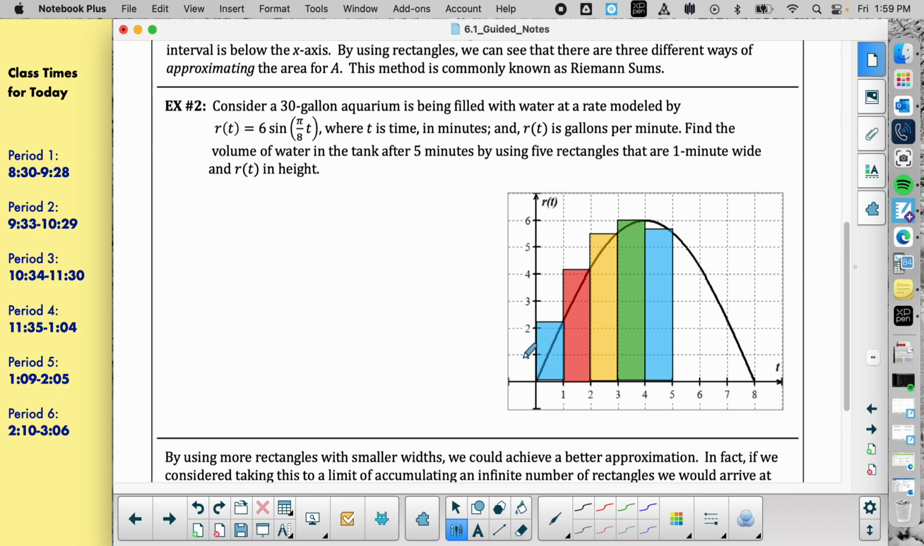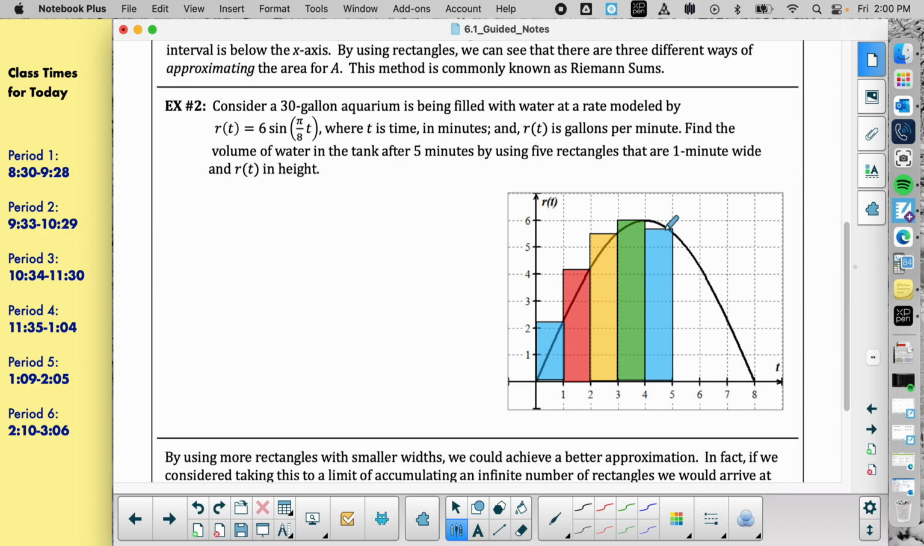Also, do you notice how the right-hand side of each rectangle on this picture is where the function passes through? This is going to be one way of estimating. A different way of estimating is you can use the left-hand side of the rectangle instead, because that would be a different height. You could also use the middle of a rectangle.